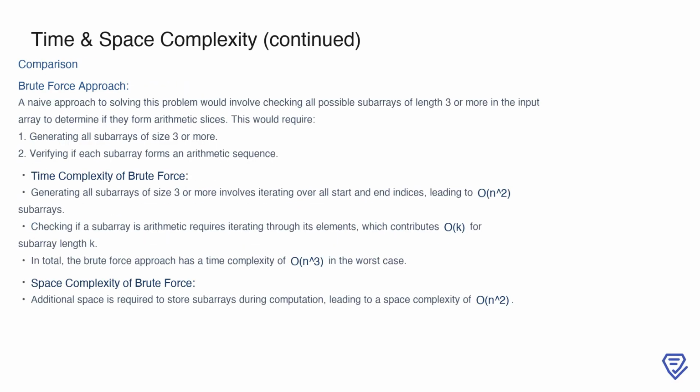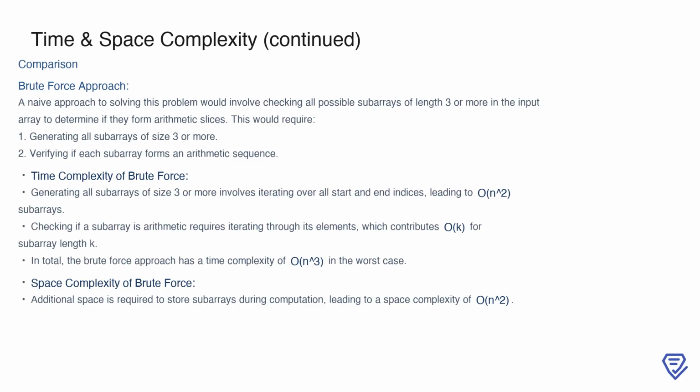When comparing our optimized solution to a brute force approach, the advantages become clear. A naive method would involve generating all possible subarrays of size 3 or more and then checking if each subarray forms an arithmetic sequence. This process has significant computational overhead.